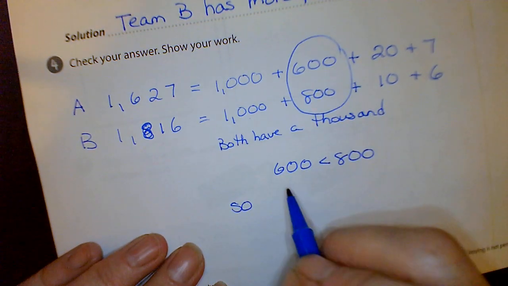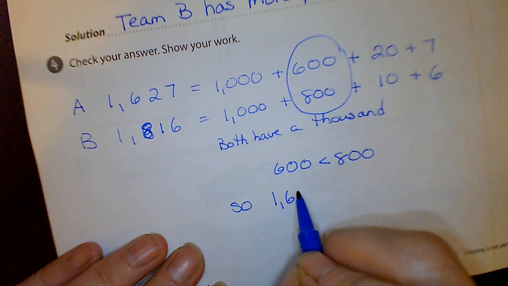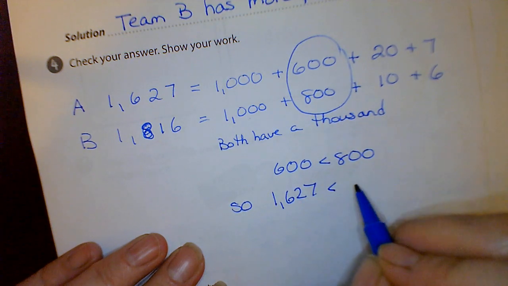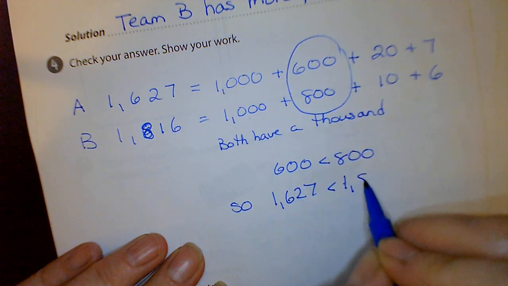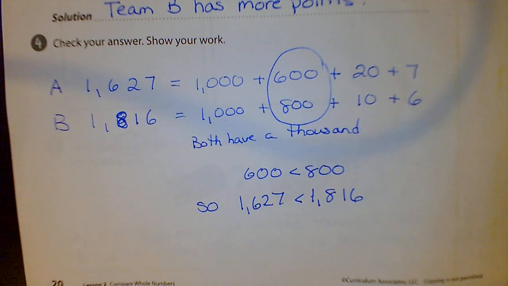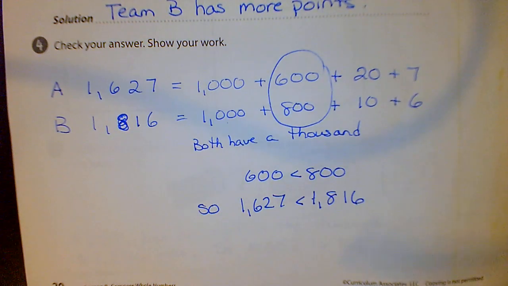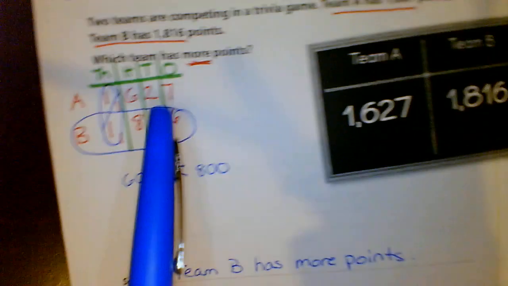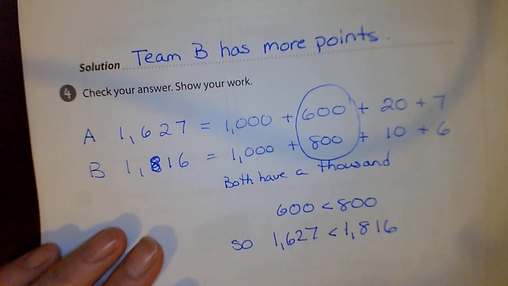So 1,627 is less than 1,816. So this would be another way to show the work that we did. And you know, either way is fine. You could have done this up top and then flip them and put the top work in the bottom. Either way would be fine.